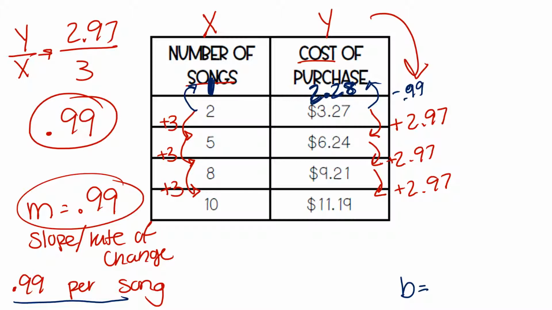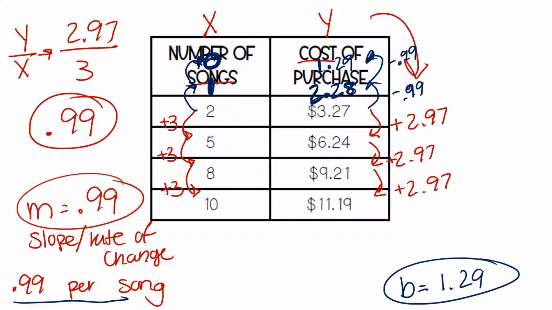But we're still not at 0. The b value has to start at 0. So we're going to go backwards again. I go backwards 1. That gets me to 0. We go backwards our 99 cents. So 228 minus the 99 cents puts us at 129. That b value is 129. That is the initial value, also called the y-intercept.